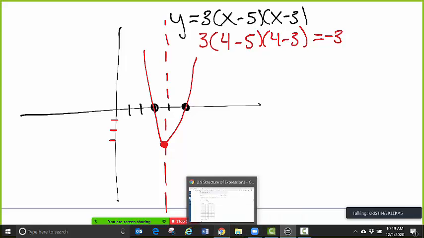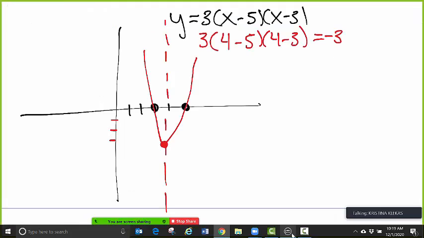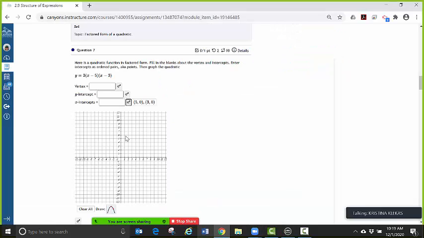Let's go back here. Now it also wants the y-intercept. So you will have to plug in 0 in for the y-intercept. 3 times 0 minus 5 times 0 minus 3. And you'd get 45. It is so steep, it's not going to cross till way up here. But let me show you how to graph it. Some of it's a little easier.